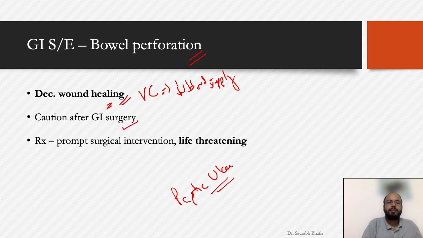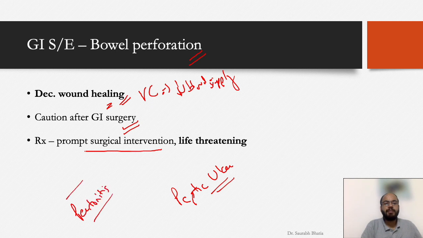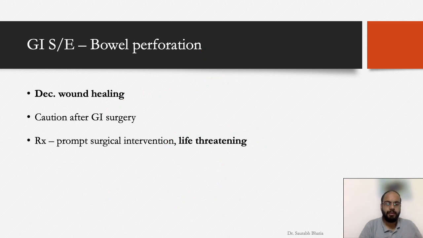So remember, if your patient has a recent GI surgery, be very careful in giving steroids. It might lead to bowel perforation. For example, surgeries like bowel to bowel anastomosis, where chances of increased leakage is there, be careful in giving steroids. Now it requires a prompt surgical intervention because if peritonitis happens, patient can die. So it's a life-threatening disorder. So it requires a prompt referral to a GI surgeon for management. Clear?